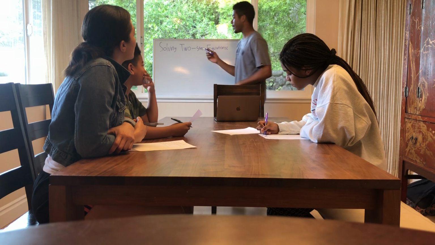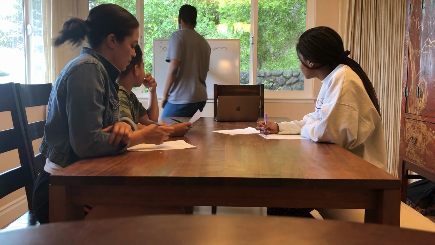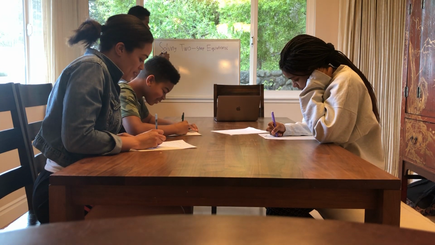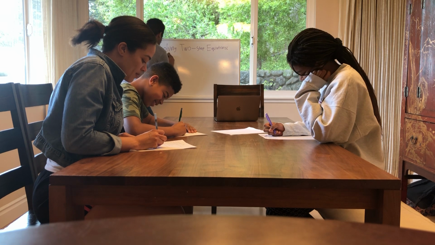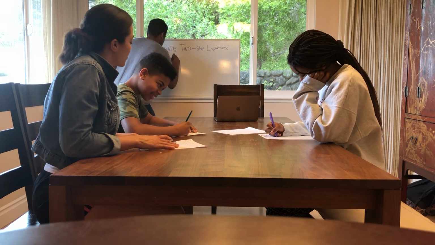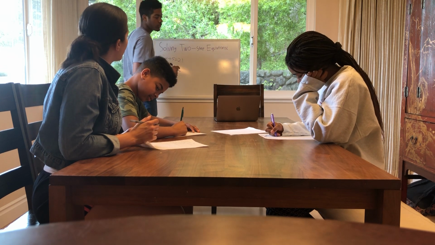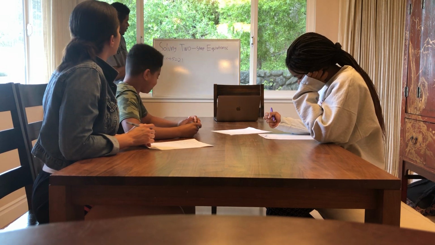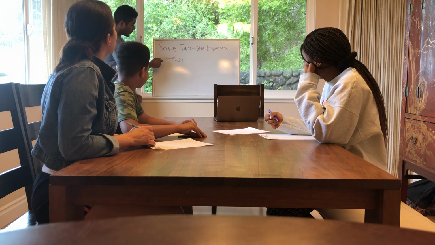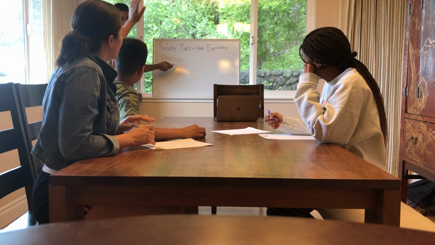So first, we'll take the example, 2x plus 5 equals 21. You guys want to write that down? Thank you. Perfect. Okay, so here we have 2 times an x variable plus 5 equals 21.